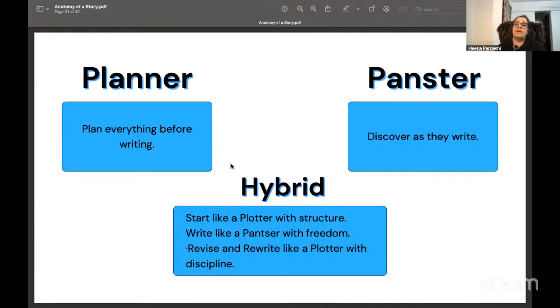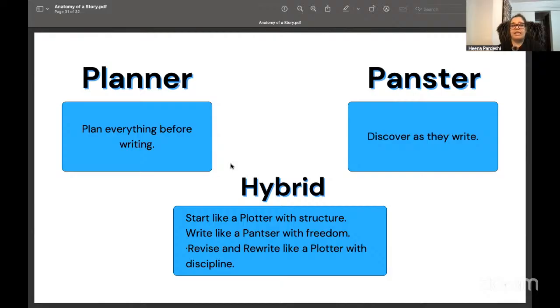Now, when it comes to revising and rewriting, again, you will have to employ the discipline of a plotter, because writing a novel needs a lot of discipline. And this is something that I will never agree on if someone is saying otherwise.